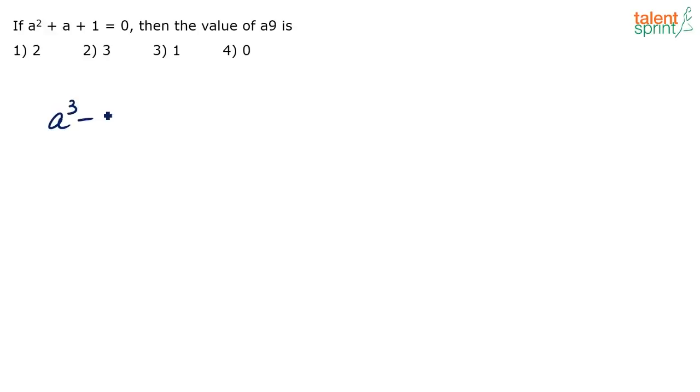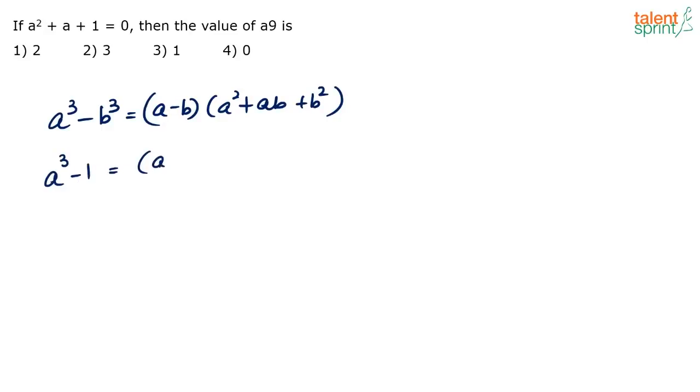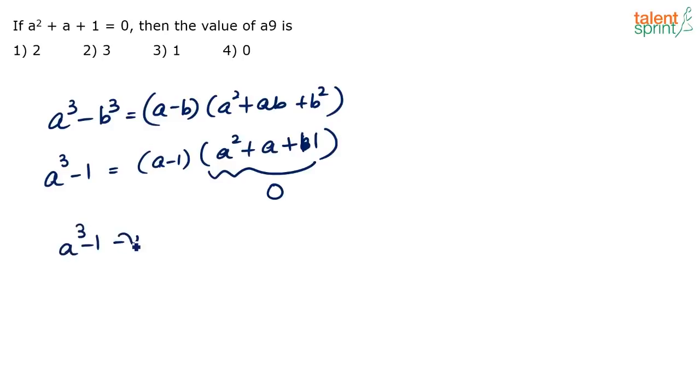See, we know a cube minus b cube is equal to a minus b into a squared plus ab plus b squared. Okay. Now here actually what we have is, we have a cube minus 1 is equal to a minus 1 into a squared plus a plus 1. Okay. Now I know this term is 0. So if this term is 0, I can say a cube minus 1 is equal to 0 or a cube is equal to 1, right? So I can say a to the power 9 is also equal to 1. Is it clear now? This is the formula. I think I have written it in a better way now.